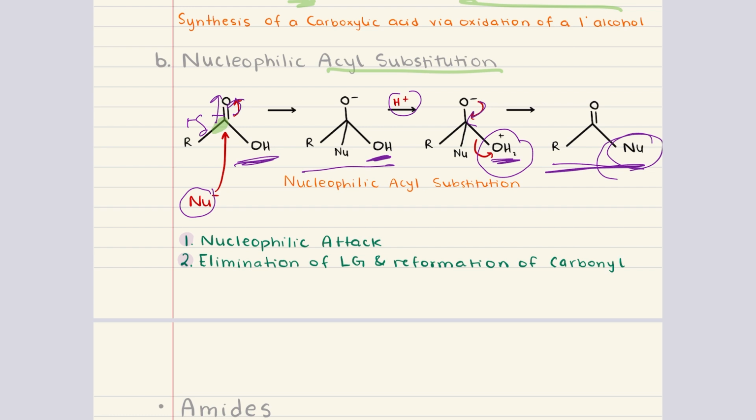product. So to summarize, the two main steps of nucleophilic acyl substitution are: one, a nucleophilic attack on the carbonyl carbon forms a tetrahedral intermediate, and two, elimination of the leaving group occurs along with the reformation of the carbonyl bond. Now, nucleophilic acyl substitution is a key pathway that enables carboxylic acids to form important derivatives, such as esters, amides, and anhydrides, which is what we're going to discuss next.